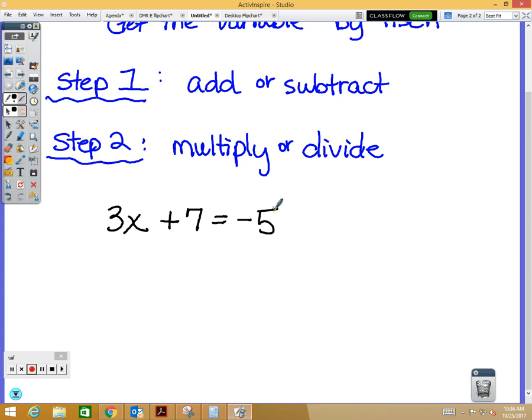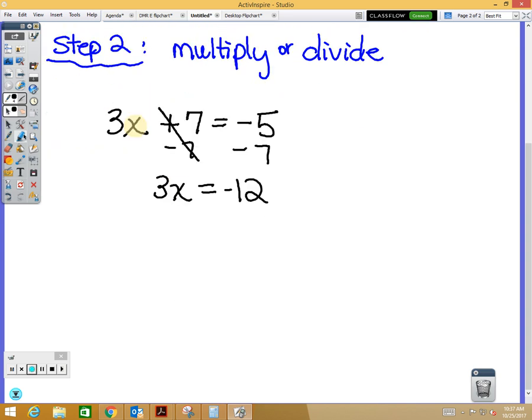So again, our goal is to get the variable by itself. Our variable is the x, and we want it completely by itself. That means we need to get rid of the 3, and we need to get rid of the 7. We're following these steps, so we're doing the adding and subtracting first. I notice this adding 7, so I'm going to do the inverse operation, which is minus 7. If I subtract 7 on both sides, my plus 7 and minus 7 give me 0, so that's gone. I'm left with 3x equals negative 12. If you struggle with your integers, in a calculator you could do negative 5 minus 7, and you'd get negative 12.